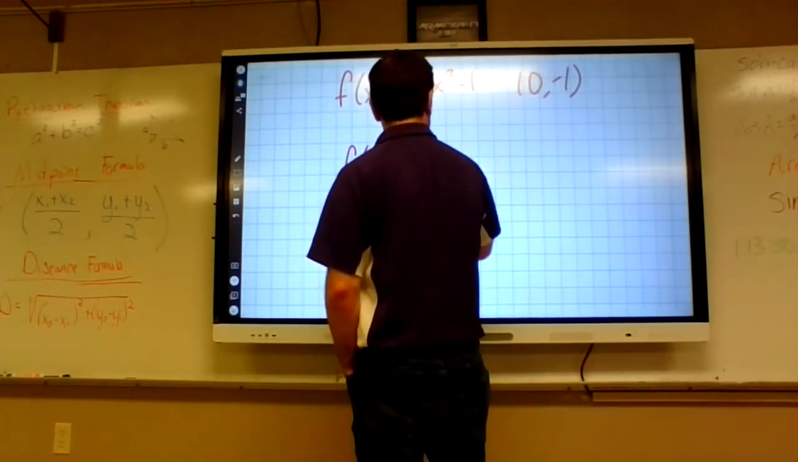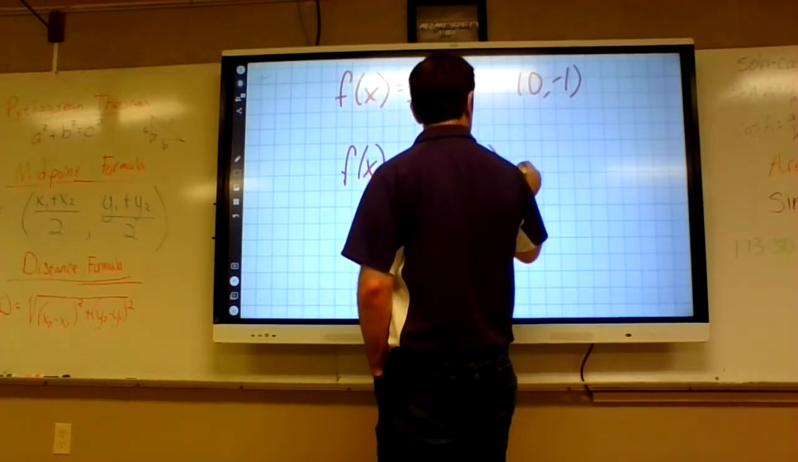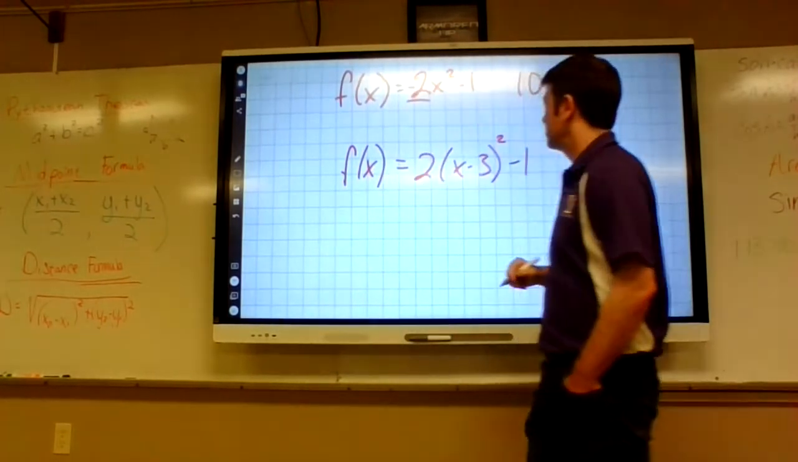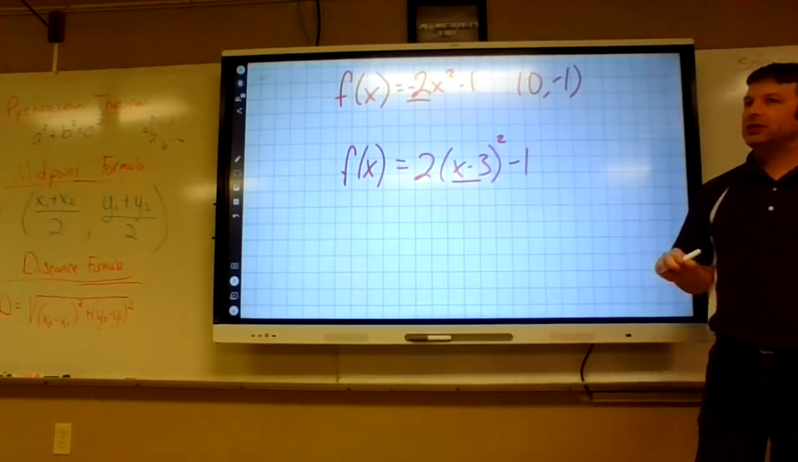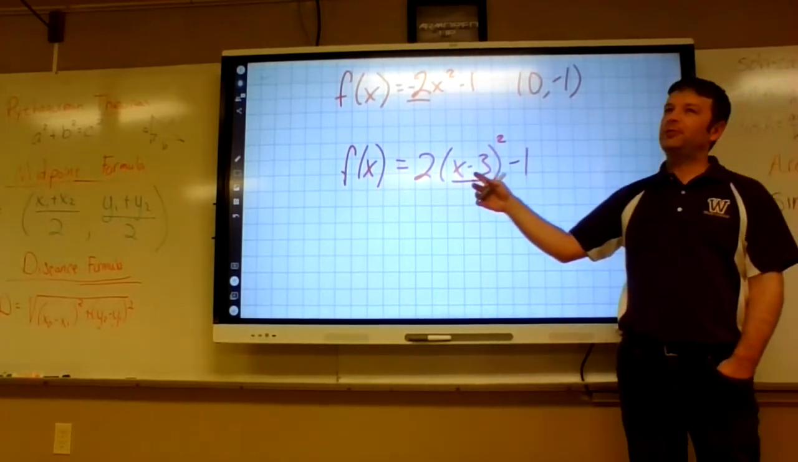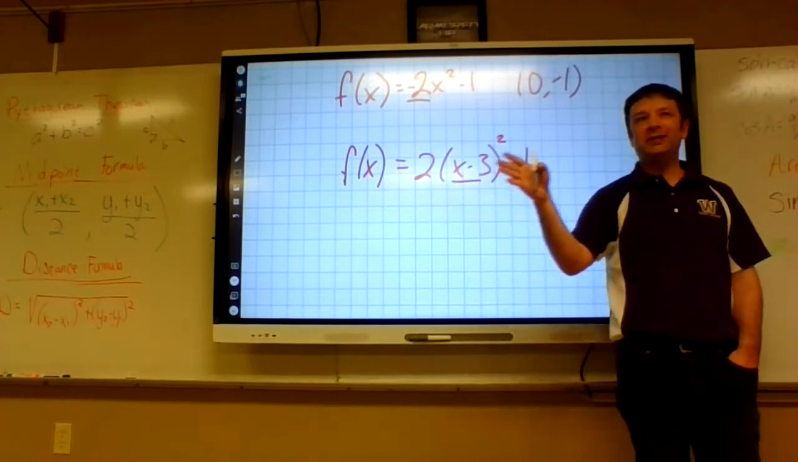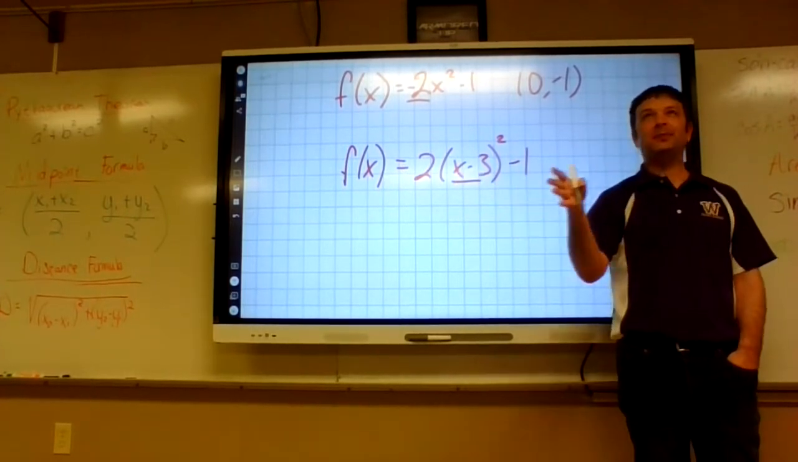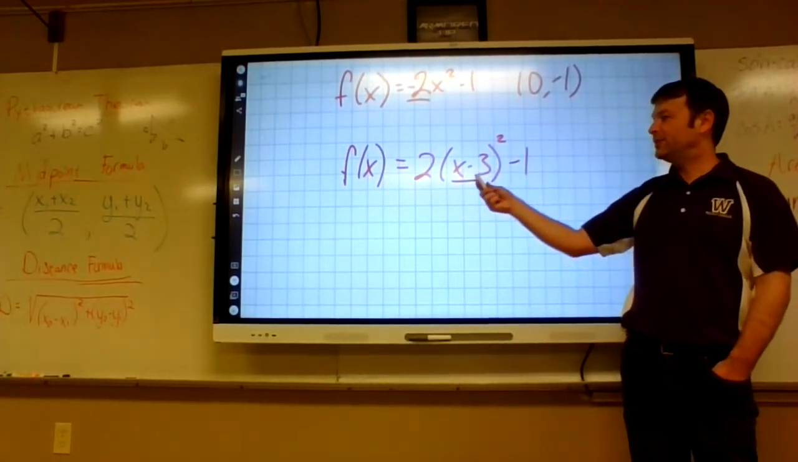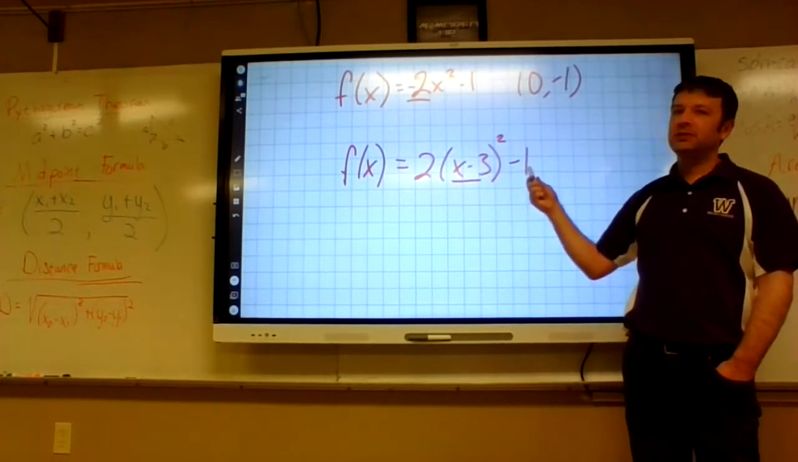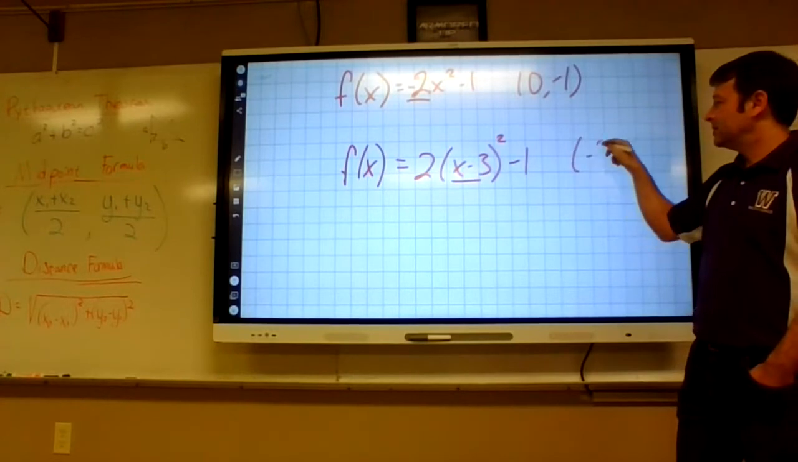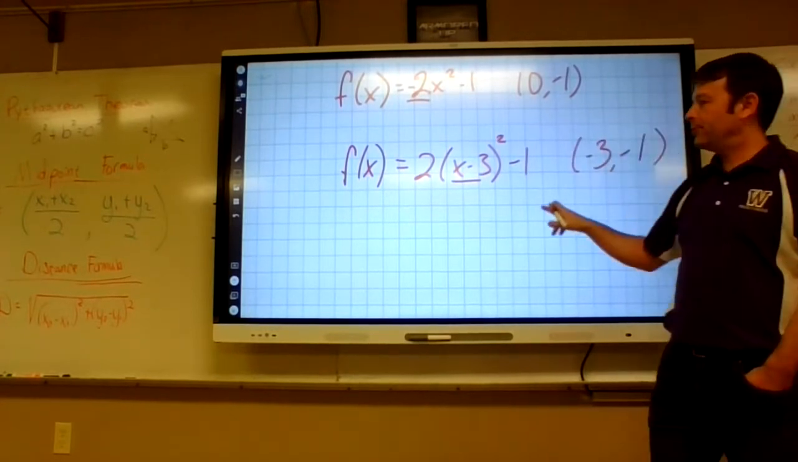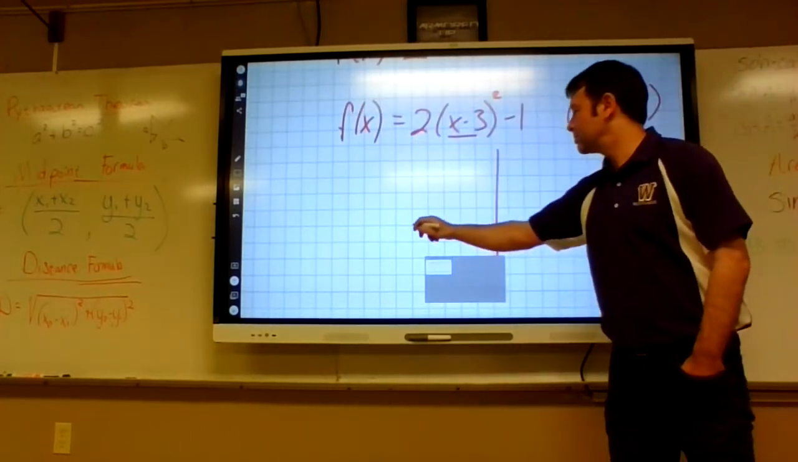Today we're changing that a little bit. It's going to look more like this today. So basically we're just adding this number right here. Right. We've seen this trick before. When you put a number directly on the x, it affects the x motion, but it does the opposite of what you would guess. It moves right 3, down 1. So where's the vertex on this guy? -3, -1.